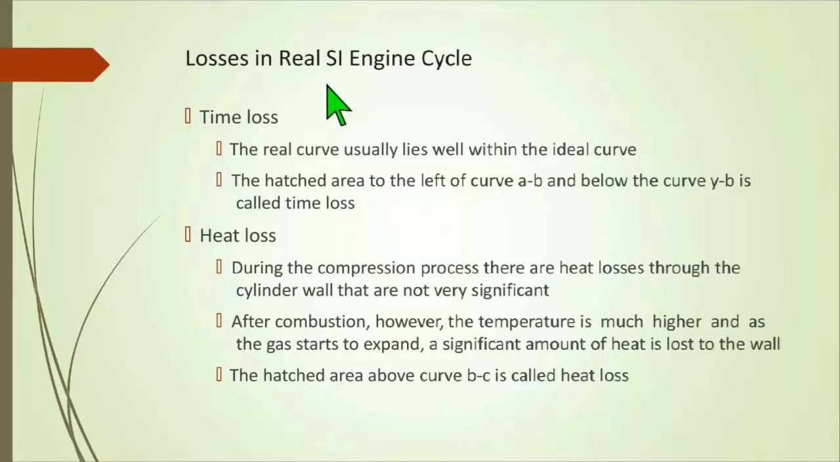Losses in real SI engine cycle. Time loss. The real curve usually lies well within the ideal curve. The hashed area to the left of curve AB and below the curve YB is called time loss. Heat loss. During the compression process, there are heat losses through the cylinder wall that are not very significant. After combustion, however, the temperature is much higher, and as the gas starts to expand, a significant amount of heat is lost to the wall.